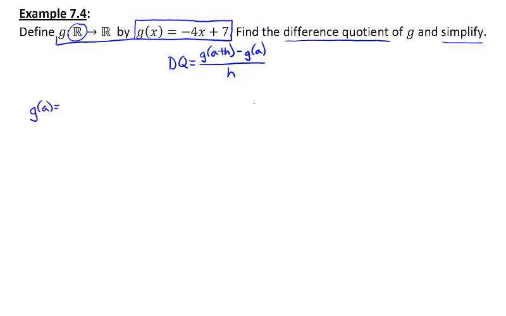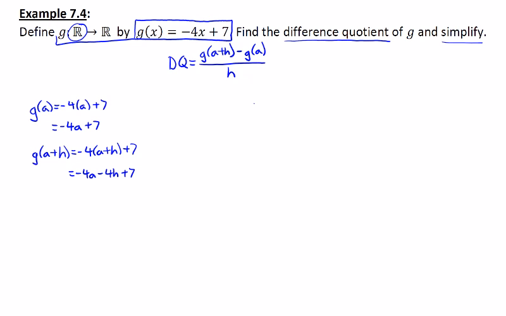g of a is going to be negative 4 times a plus 7, which is just going to be called negative 4a plus 7. So we're done with g of a. Next, we'll look at g of a plus h. So this will be negative 4 times a plus h plus 7. I'll distribute the negative 4 to get negative 4a minus 4h plus 7. So that's my on the side computation.